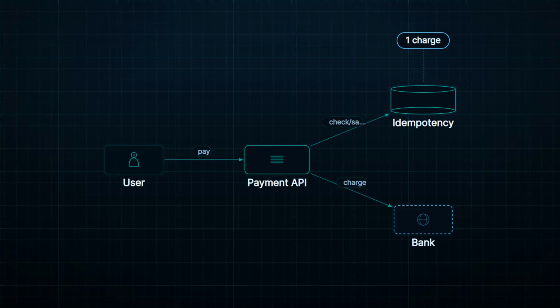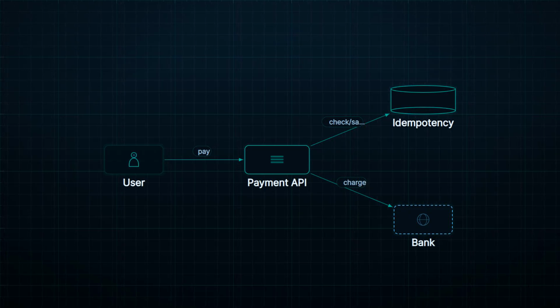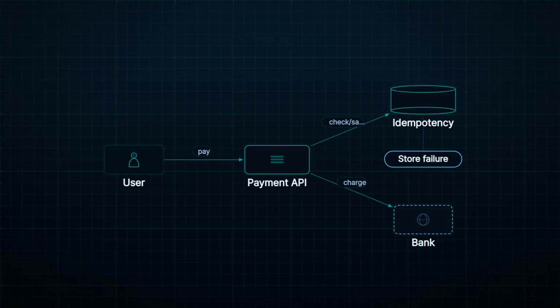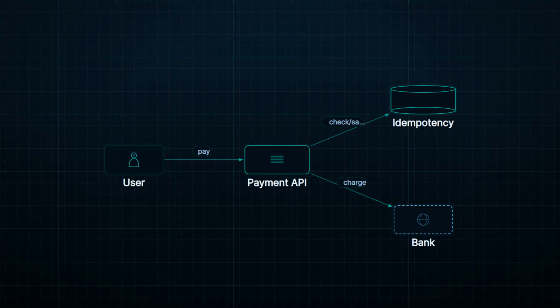So, without idempotency, you risk double charges. With it, you guarantee exactly one payment. Idempotency is the simple fix and it's widely used. But is this enough? Not always. The bank might not support idempotency. What if the idempotency store itself crashes? Without it, duplicate charges could slip through.